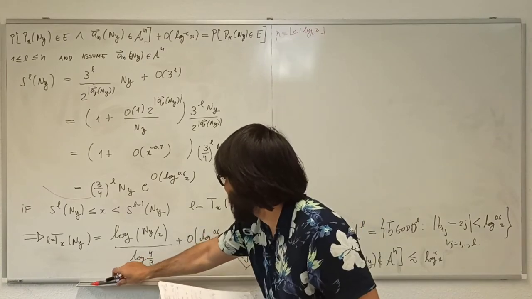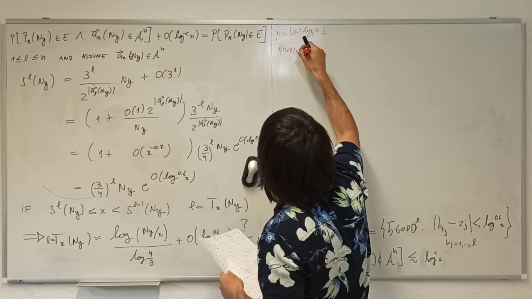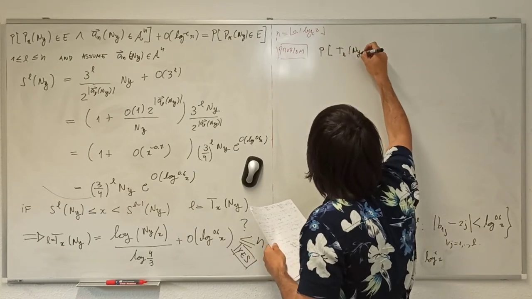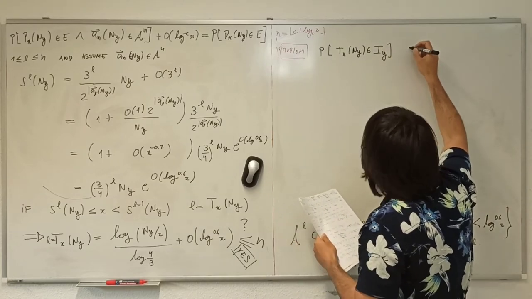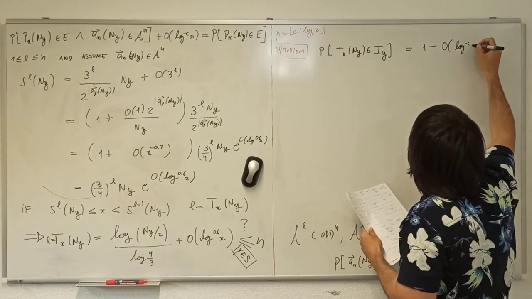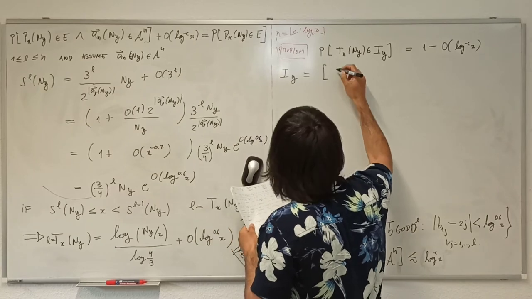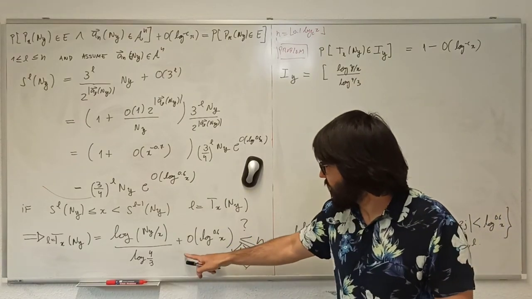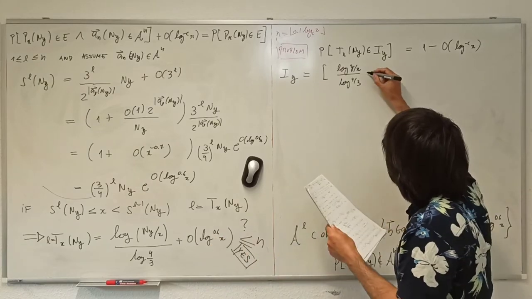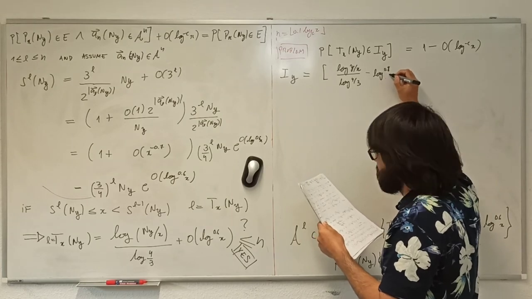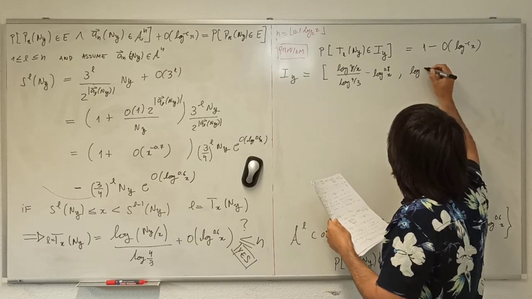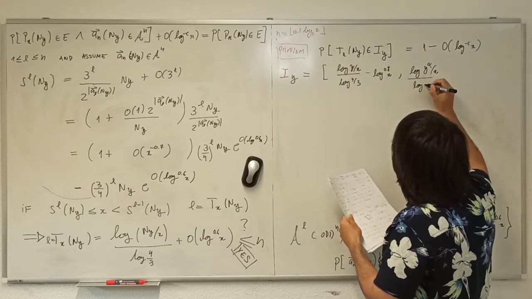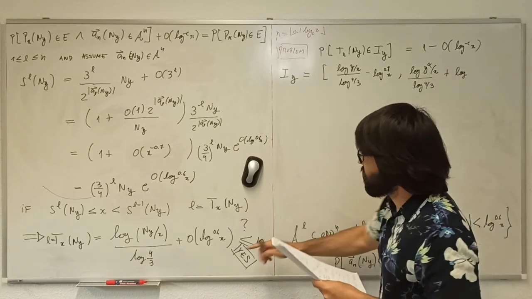Problem. Show that the probability of Tx of ny belonging to Iy, where Iy is the interval log of y over x divided by log of 4 over 3. So basically I'm removing something that's greater asymptotically than this, so I'm putting here log of 0.8x, and then the largest it can be, which is y to the alpha x, over log of 4/3 plus something that grows faster than the error term.